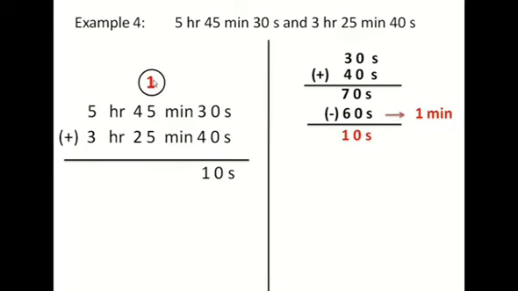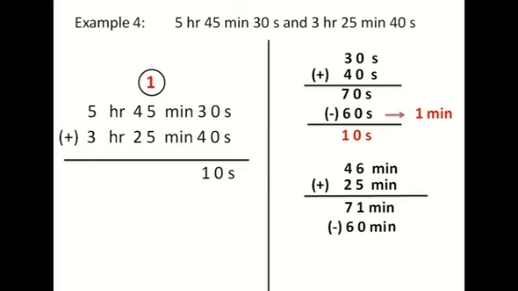Here you can see 1, 45 and 25. We will add them up. So 1 plus 45, how much is it? 46 minutes. Then 25. If you add them, how much will you get? It is 71 minutes. It is also more than 60, so we will subtract 60 minutes from that.